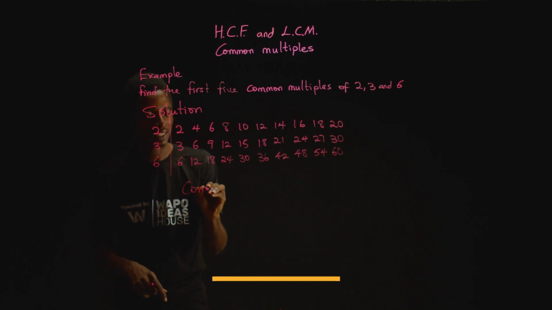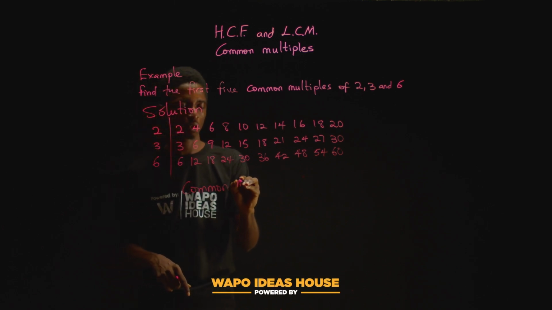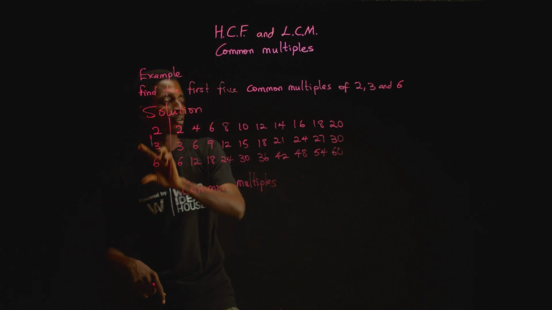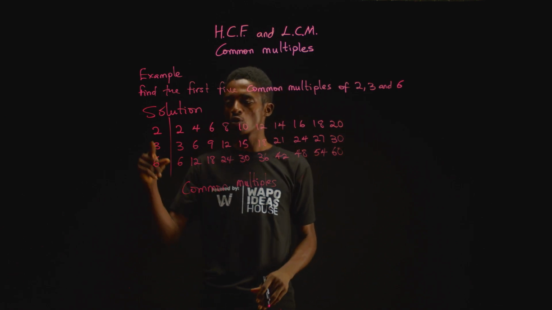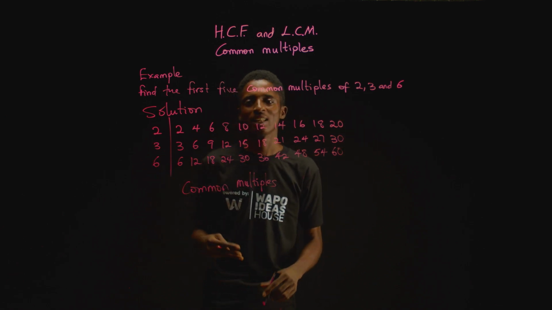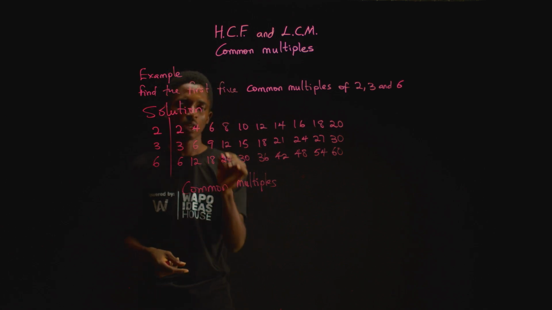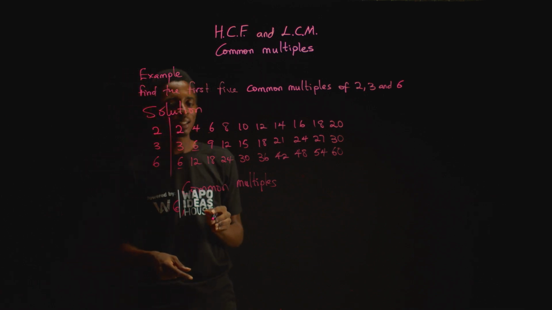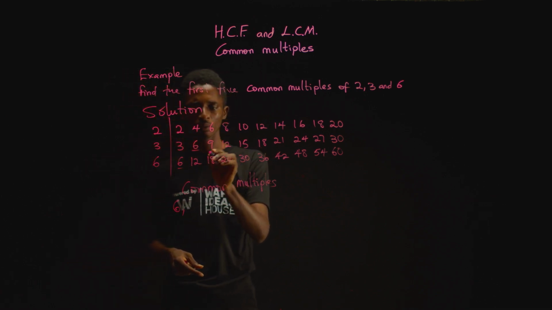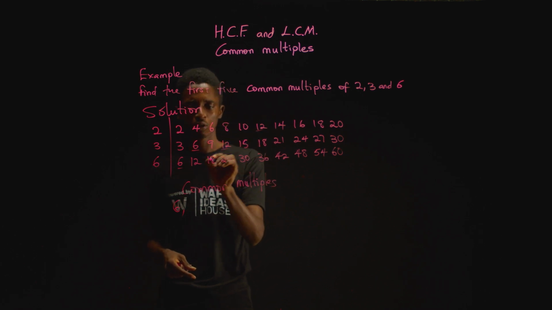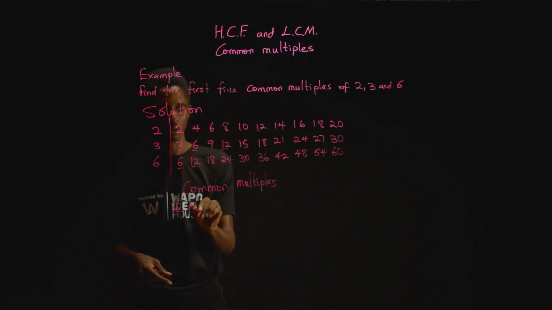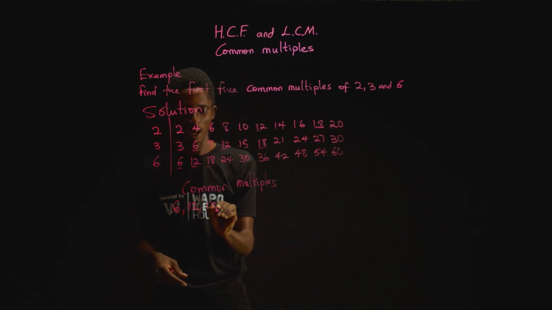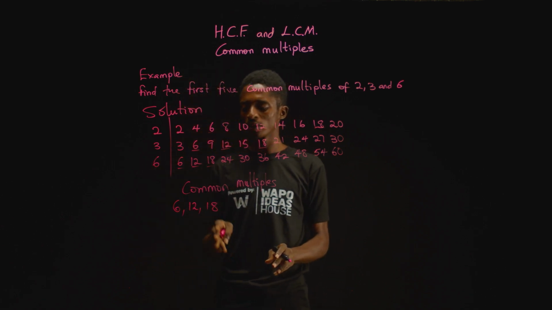Now, let's see how many common multiples we've gotten so far. Remember that this is just the first 10 multiples of 2, 3, and 6. Now, let's see how many they have in common. We can see the number 6. Then, we can also see the number 12. The number 18 also appears. So far we have only found 3.